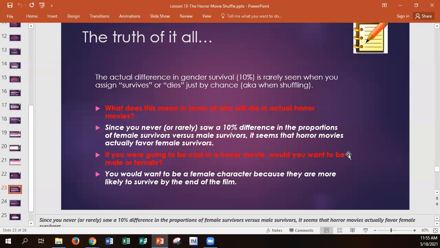So it seems that horror movies actually favor survival of female characters. So then that begs the question of, if you were in a horror movie, would you want to be a male character or a female character? You actually want to be the killer? Since that's not an option.